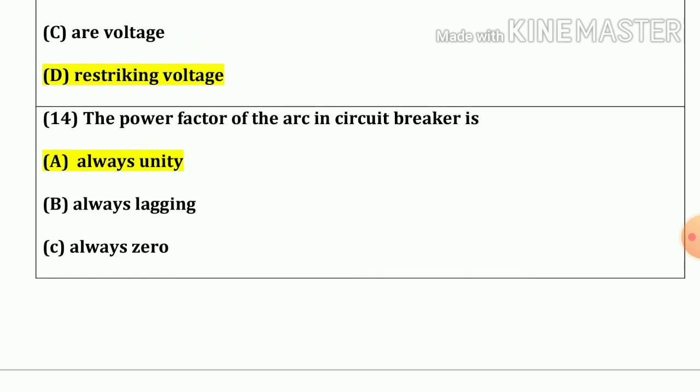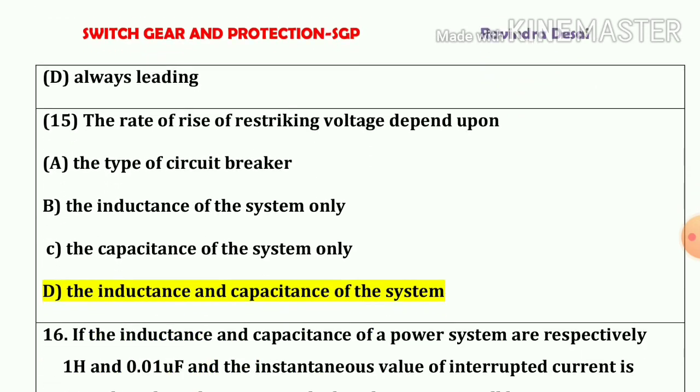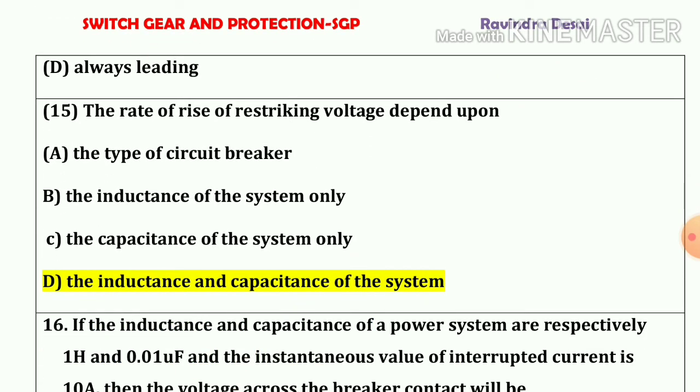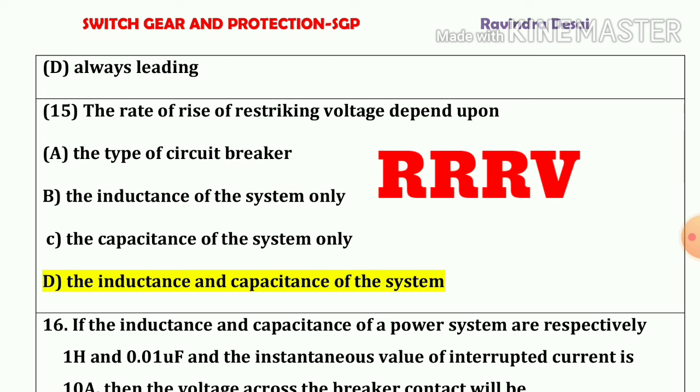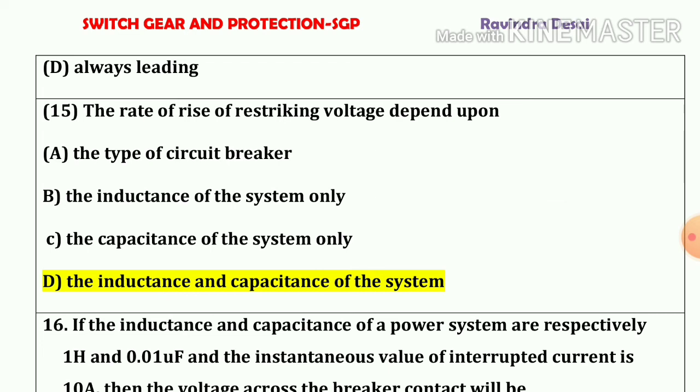Now question number 14. The power factor of the arc in a circuit breaker is always unity. This one is important. Now question number 15. The rate of rise of restriking voltage depends upon the inductance and capacitance of the system. So rate of rise of restriking voltage means RRRV. The full form can also come in the exam: rate of rise of restriking voltage.